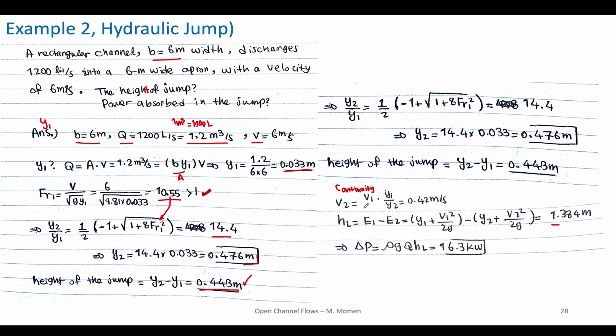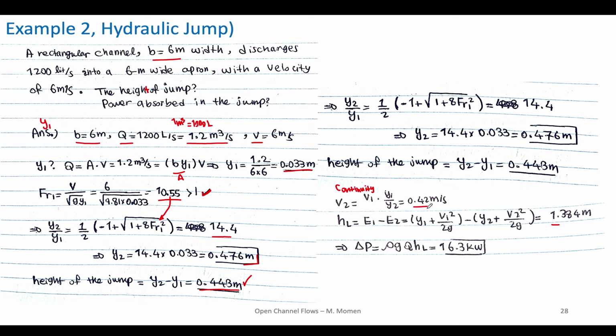So V2 equals, this is coming from the continuity equation, V2 equals V1 times Y1 over Y2. So V1 I know is 6 meter per second. Y1 over Y2 is going to be 1 over 14.4. So I'm going to get V2 is going to be 0.42 meter per second.